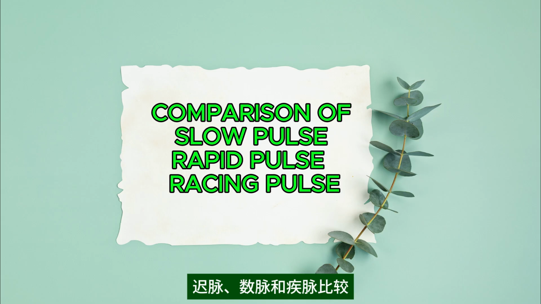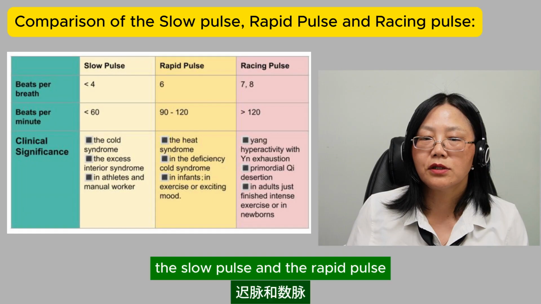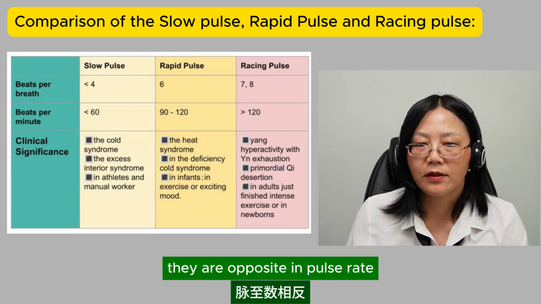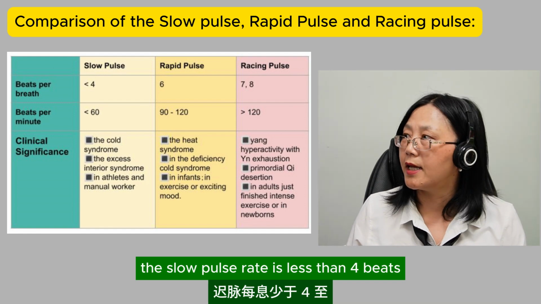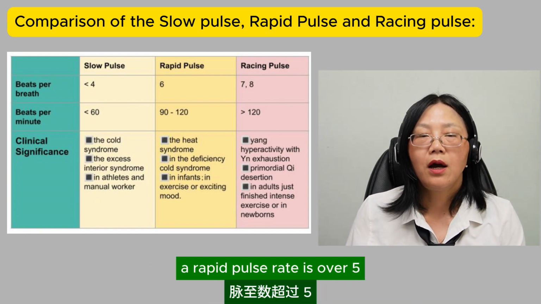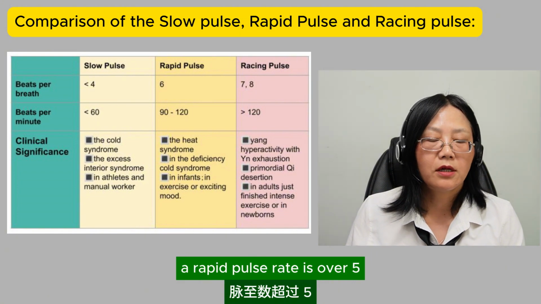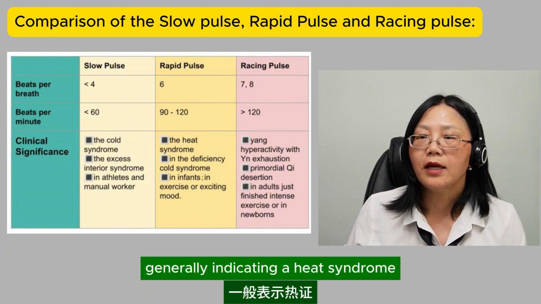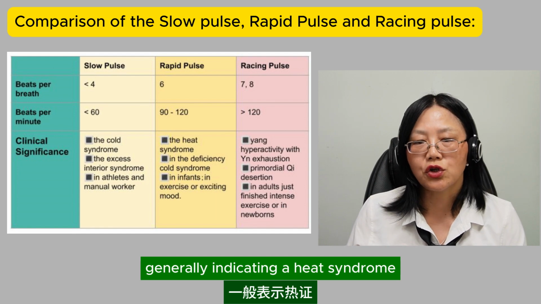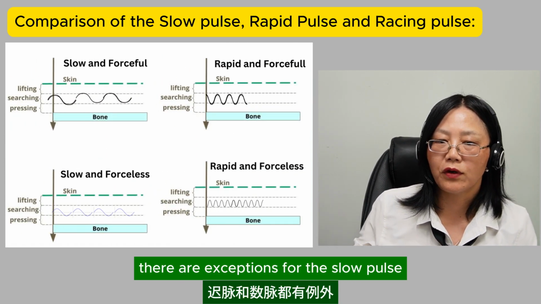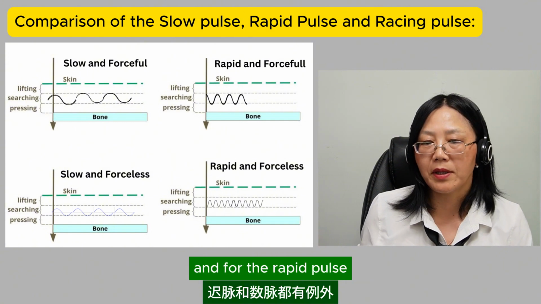Comparison of slow pulse, rapid pulse, racing pulse. The slow pulse and the rapid pulse, they are opposite in pulse rate. The slow pulse rate is less than 4 beats, usually indicating a cold syndrome. A rapid pulse rate is over 5 and less than 7 beats, generally indicating a heat syndrome. That's generally speaking, but don't forget there's exceptions for the slow pulse and for the rapid pulse.